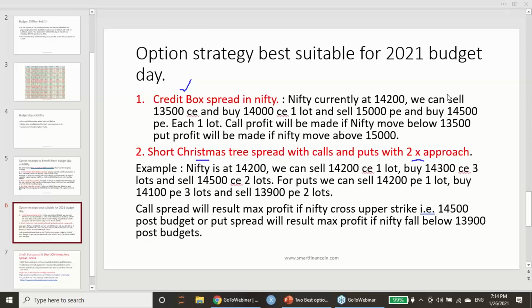budget session. So you can either take it in terms of theta, but if I talk about theta, many people who do not know about theta will feel bored. In terms of spread, if you can follow, it will be easy for your understanding, so for that reason I said it. So there are two strategies I am going to recommend for this particular budget. One is credit box spread. Here too some catch is there, I will tell you. Second is short Christmas tree spread with call and put both with 2x approach.